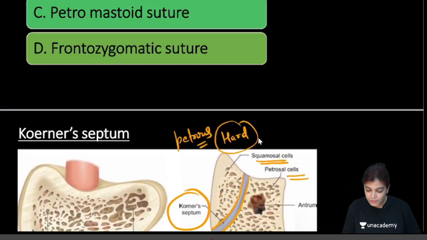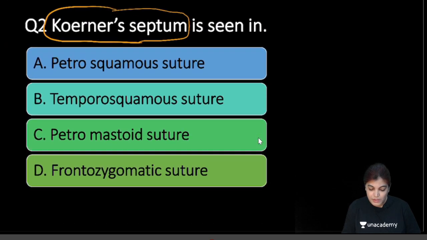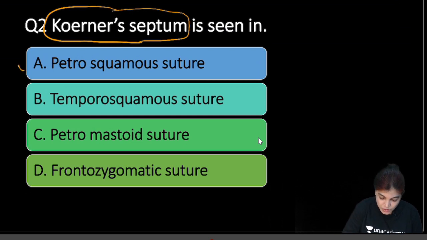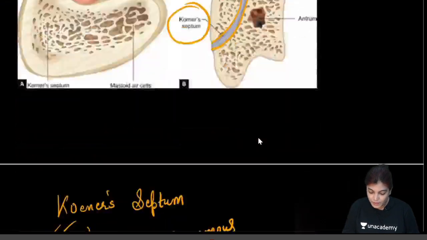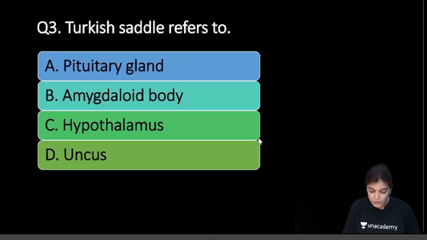So again, we will come to the MCQ. What was the MCQ? Again, this is a direct MCQ. All the MCQs which I have framed today are not very twisted. They are direct only. Only some new terms have been included, so you should keep an eye on these new terms. So where the coronal suture is seen, the correct answer will be petrosquamous suture, which we have now seen along with the explanation.